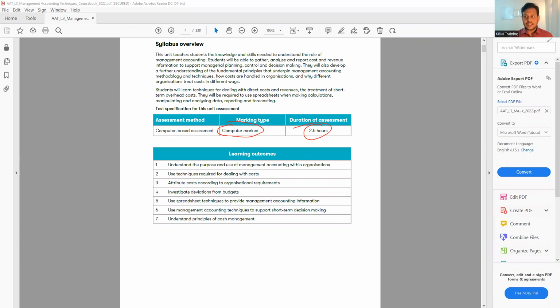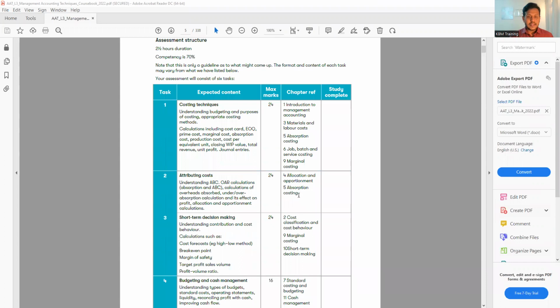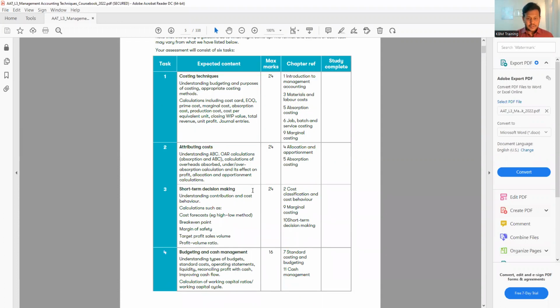And we're going to see how many questions will be in the exam. Let's have a look. So you can see here, this is the detail. So we have here 6 questions to do. So 70% we have to score. Within 2.5 hours, we have to score 70% by answering 6 tasks.